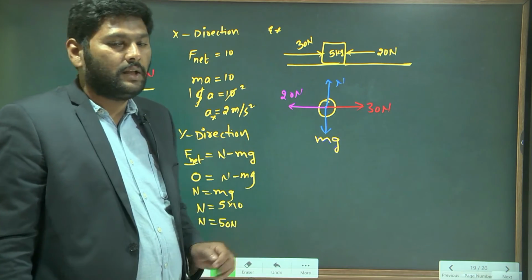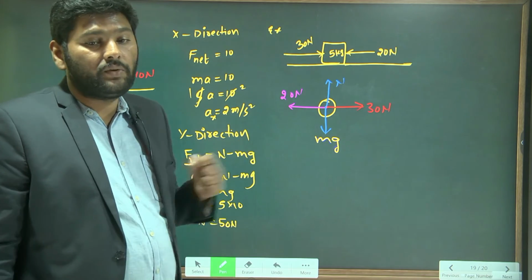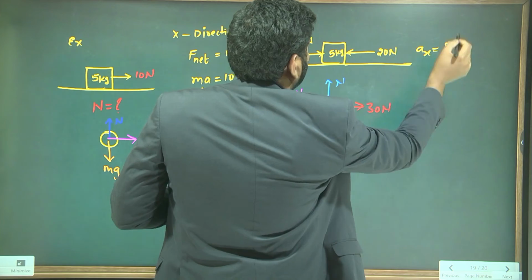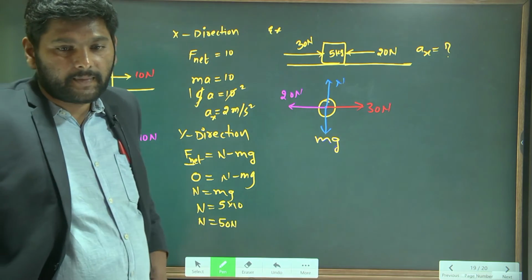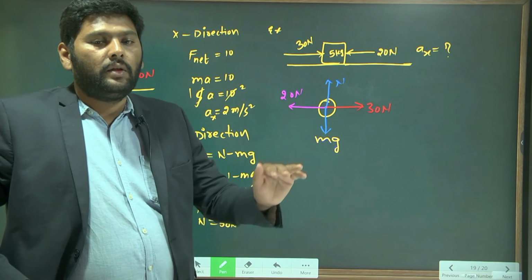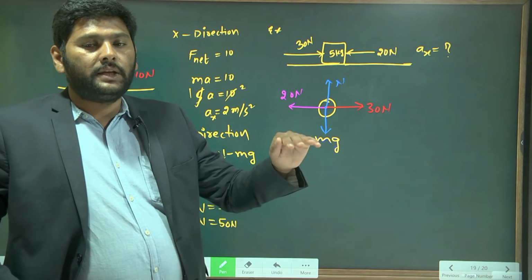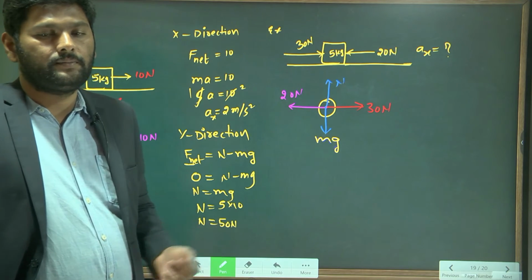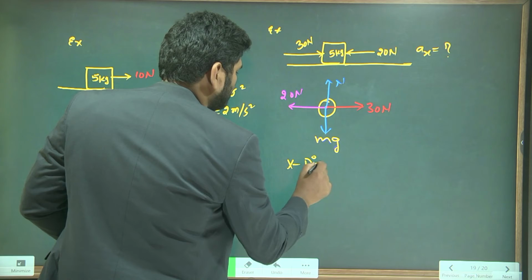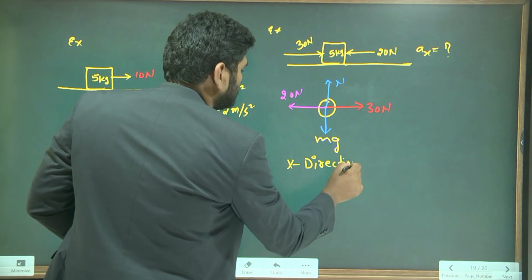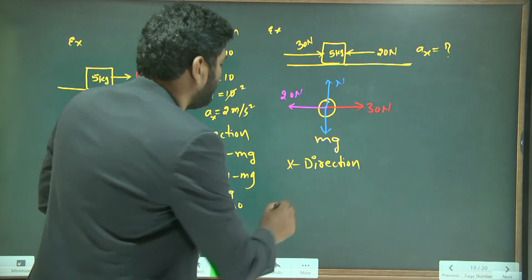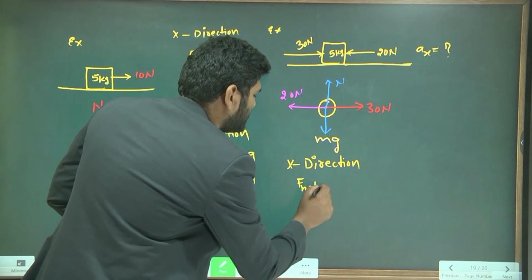4 forces are acting. My question is, along the x direction, what is the acceleration? Am I right? Yes, sir. So, for finding the acceleration along the x direction, you should take x direction components or y direction components? X. Yes, very good. X direction, let us analyze. Along the x direction, how many forces are acting? 2. The net force along the x direction is, tell me?